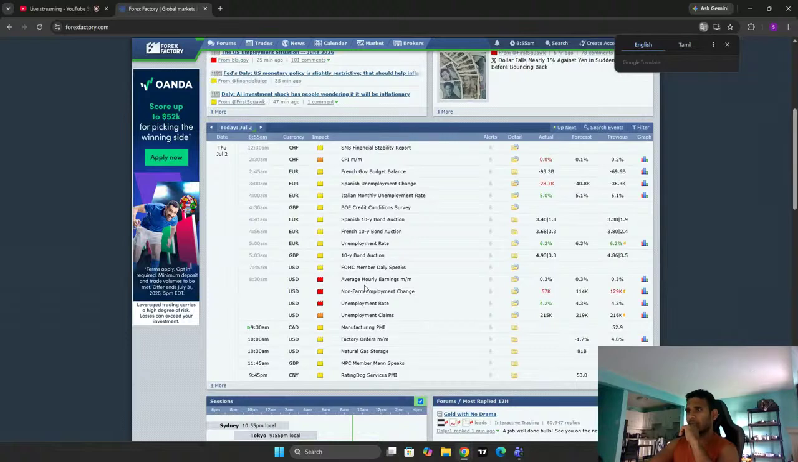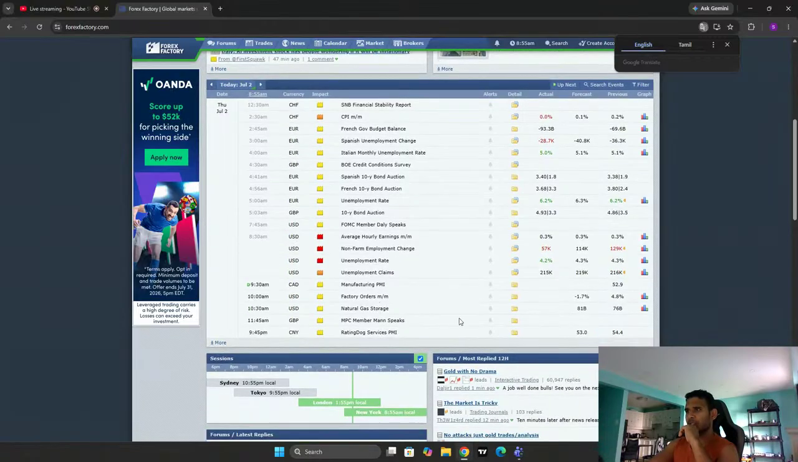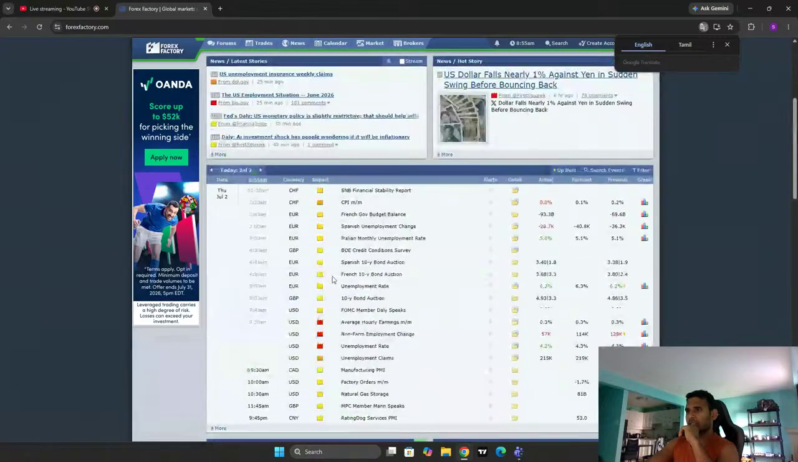At 8:30 we have three red folders: average hourly earnings, non-farm employment change, and the unemployment rate. Yeah, we have three red folders. That's good.